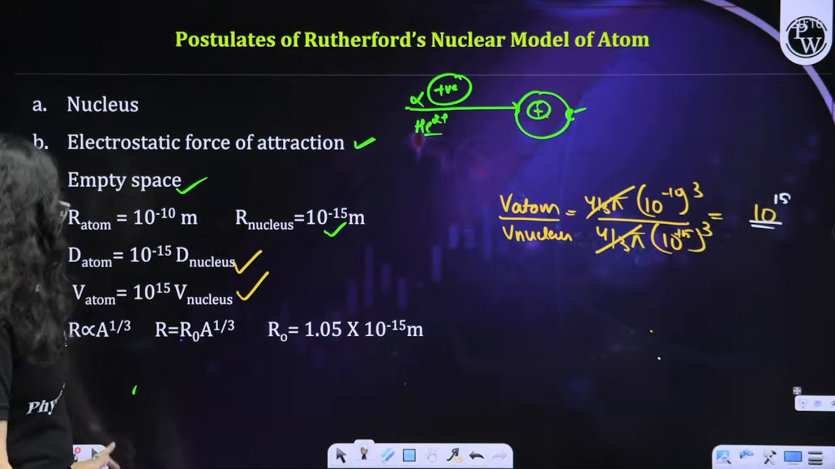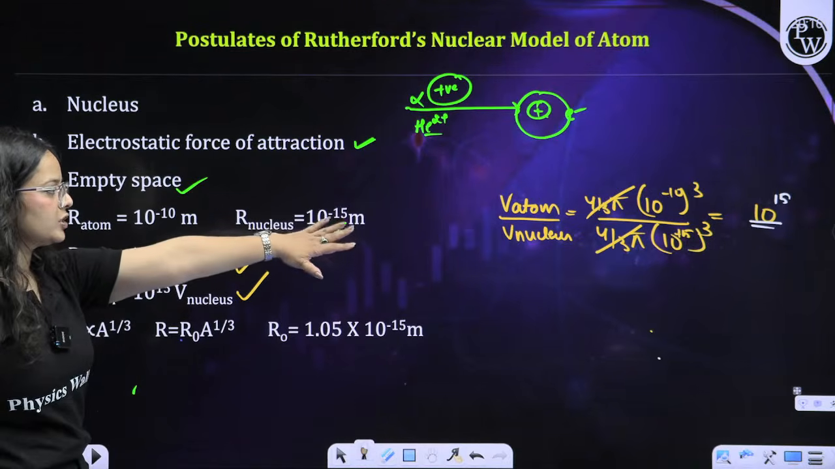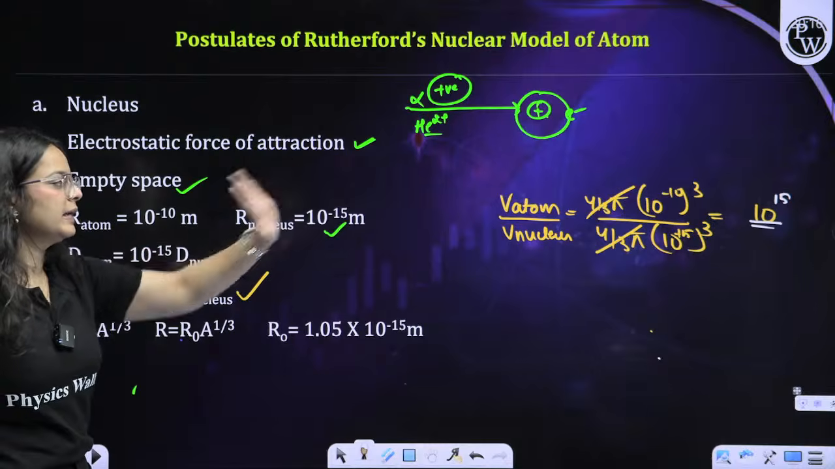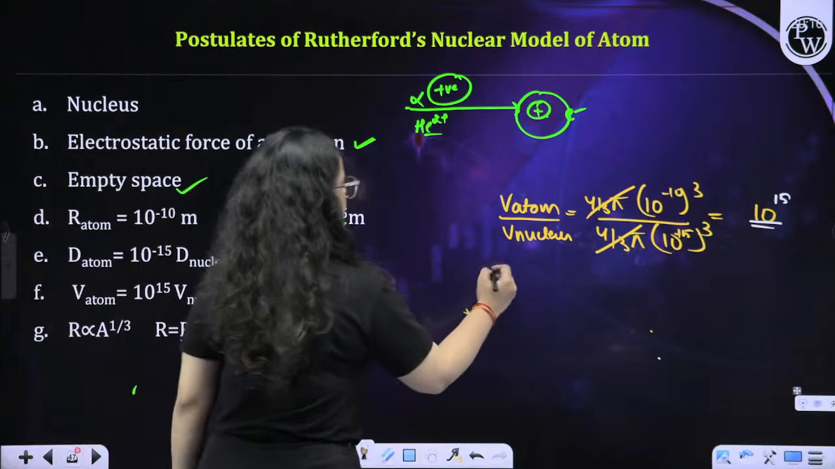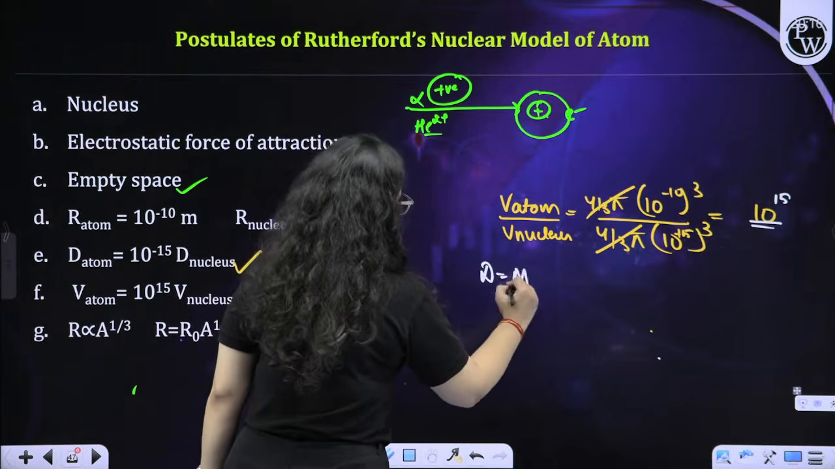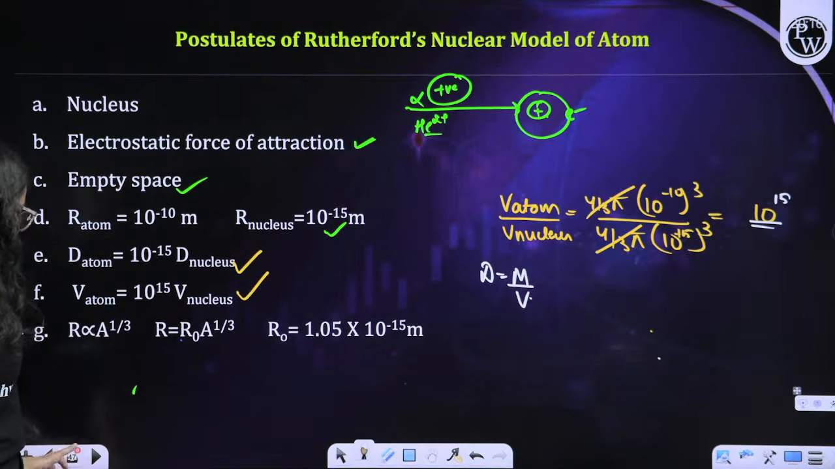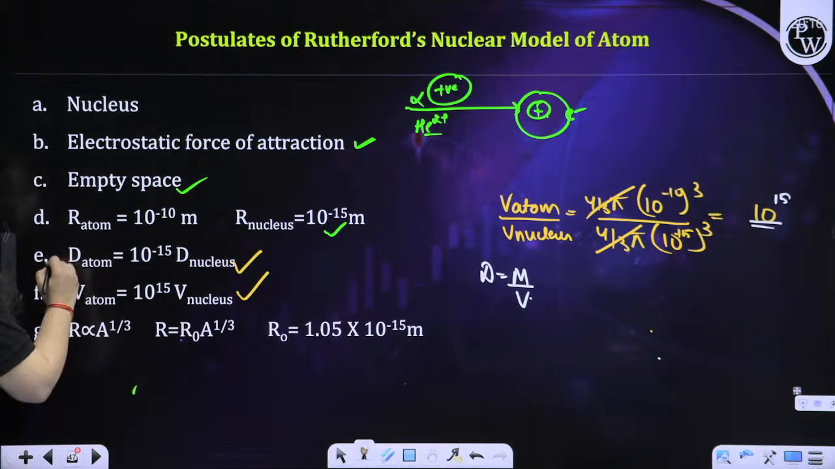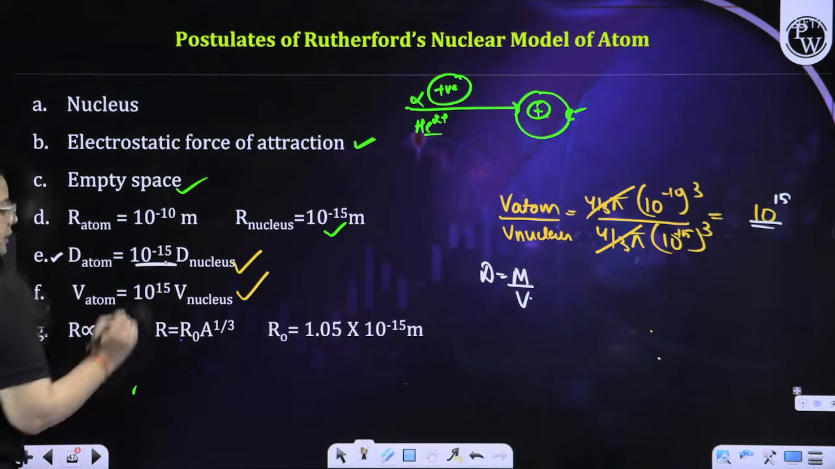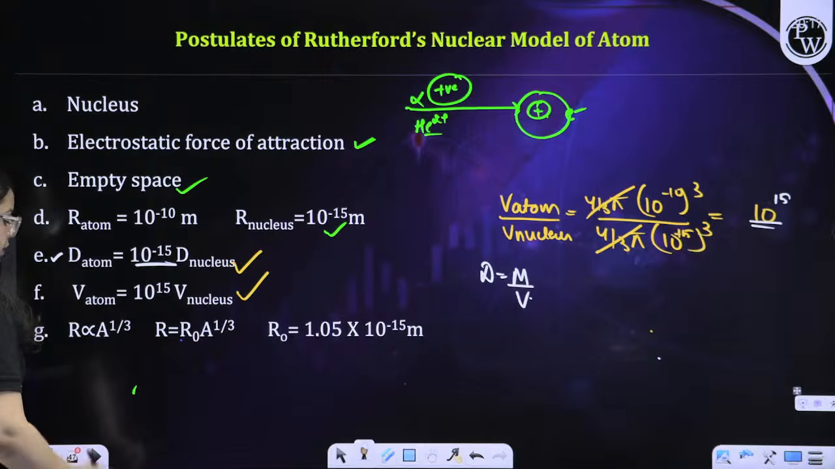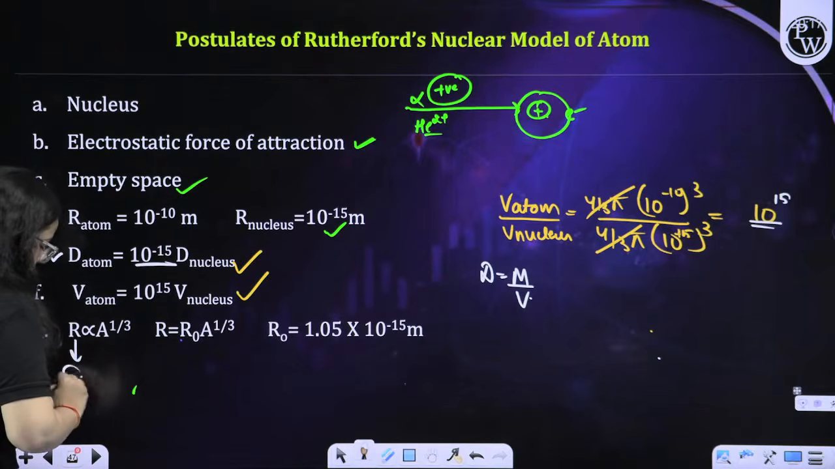Okay, fine. So this is about the volume relation, and opposite to volume is the density relation, because we know that density is equal to mass by volume. So just reciprocating the atom and nucleus volume, we get the density relation to be like this, to the 10 raised to the minus 15 term of density of nucleus. Moving on to the radius of nucleus.